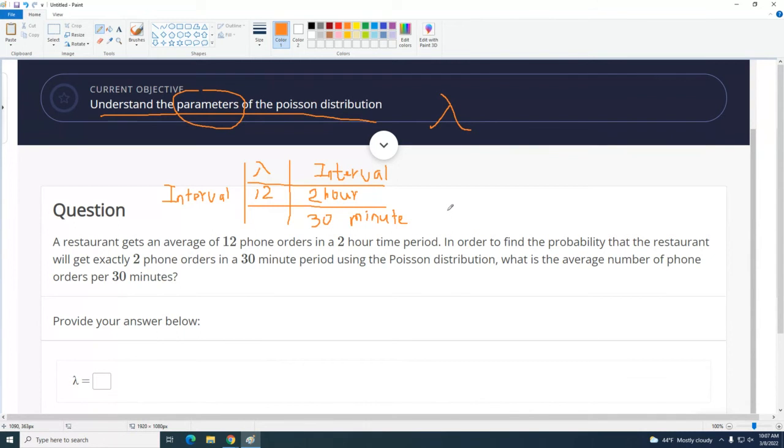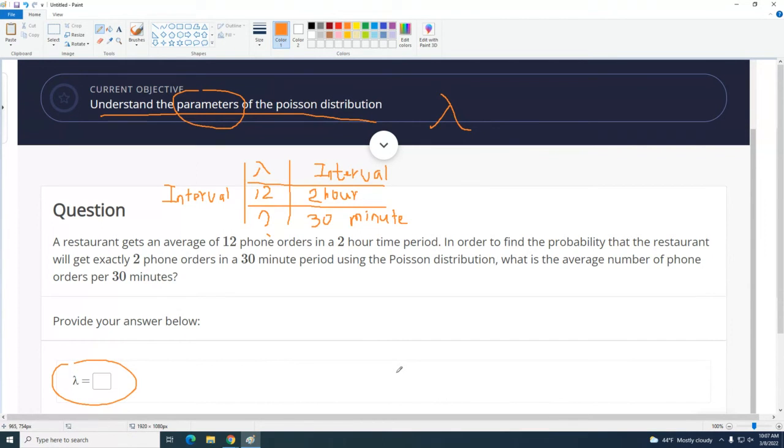A shorter time frame should have a smaller average, or a smaller number of phone calls. So how do we go down from 2 hours to 30 minutes? That's how we have to go down from 12 to the lambda we're looking for. The question asks for the lambda. We're not calculating probability yet, we're figuring out the proper lambda. The proper lambda is part of the calculation of probability, but sometimes we want to calculate probability, sometimes we don't.